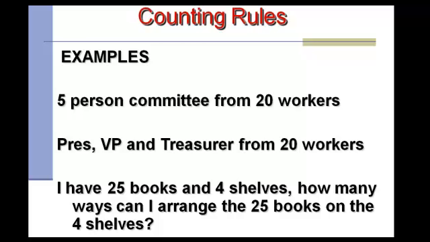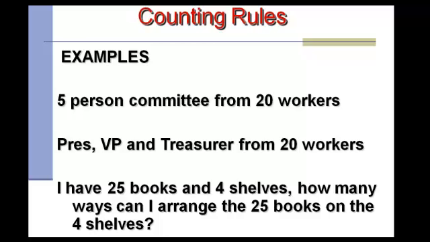How about you're going to take a president, a vice president, and a treasurer from 20 workers? Would that be a combination or a permutation? That would be a permutation, because it would certainly be different if the president was A, the vice president was B, and the treasurer was C, and then if you did B, C, A, it's the same 3, but the order counts. B would be the president, C would be the vice president, and the treasurer would be A. So order counts, which makes it a permutation.